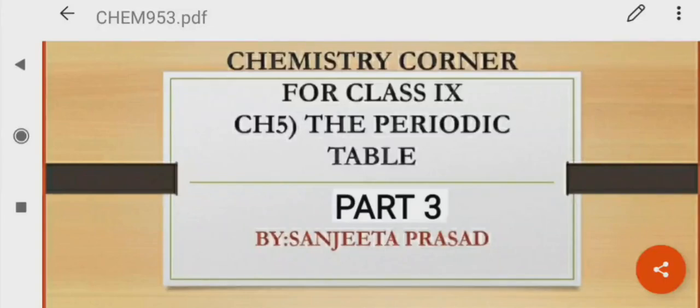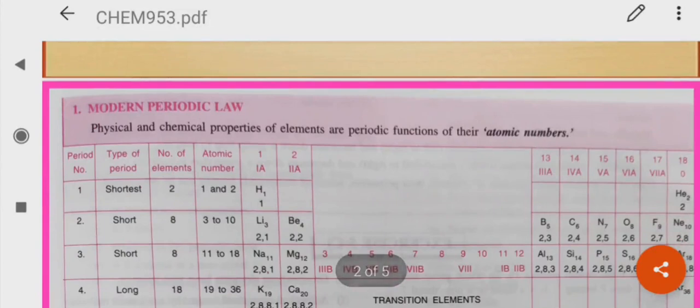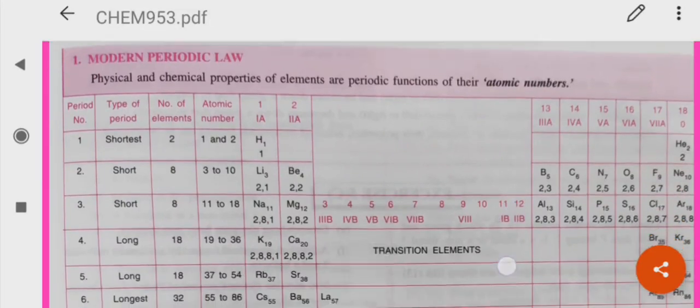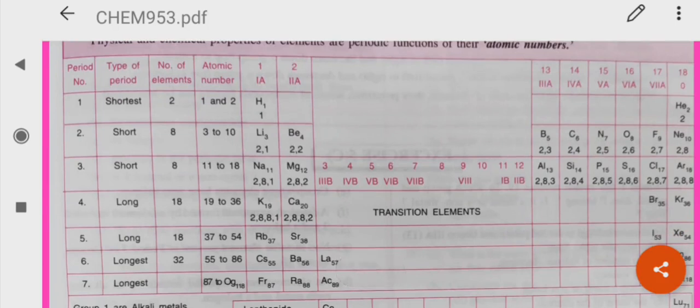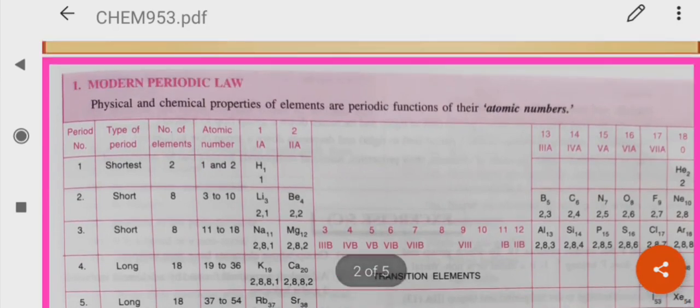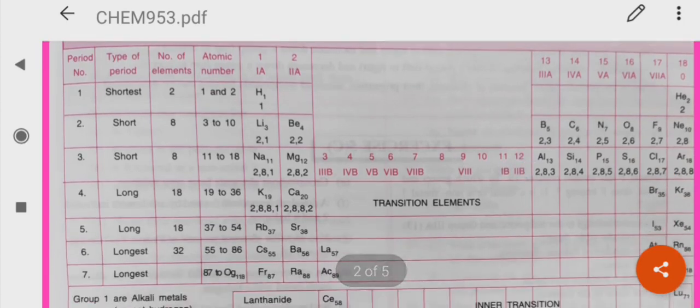Hello students, today we are going to start again with the next topic under the modern periodic law. Before that we will do a quick revision. So, you know about the modern periodic law, which says that the physical and chemical properties of elements are periodic functions of their atomic numbers.